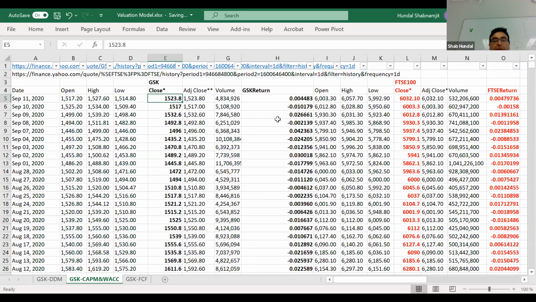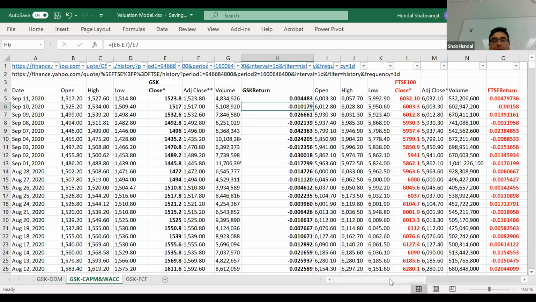And then we calculated the return, which is equal to today's price. First of all, put the bracket. If you don't use the bracket, believe me, it is a complete blunder, okay? So put the brackets carefully: equals, bracket starts, the current price minus the previous day's price, bracket close, divide by the previous day's price. And then we get this everyday GlaxoSmithKline return.